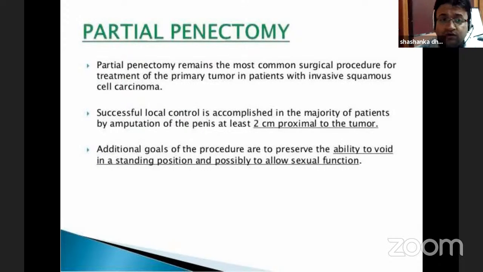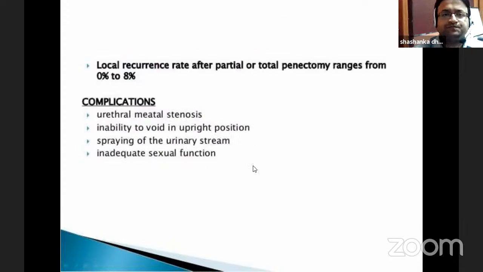This is an old dictum, and as I said earlier, now we accept a surgical margin of only 5 millimeters for low grade and 10 millimeters for high grade tumors. The additional goals of the procedure are to preserve the ability to void in a standing position and possibly allow sexual function. The local recurrence rates after partial or total penectomy range from 0 to 8%. Complications: urethral meatal stenosis, inability to void in upright position, spraying or splaying of the urinary stream, and inadequate sexual function.